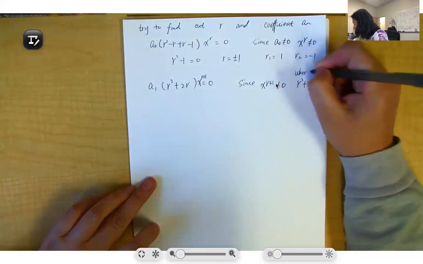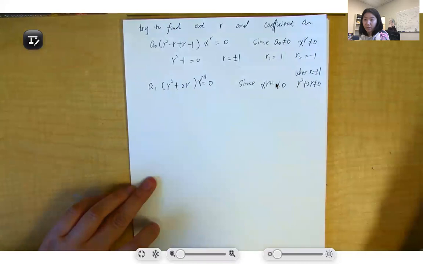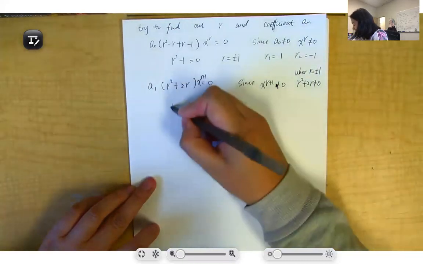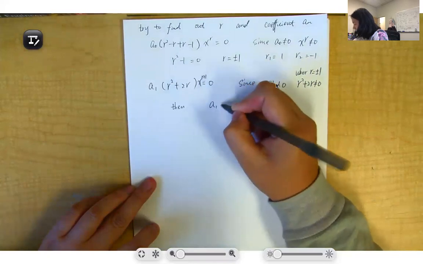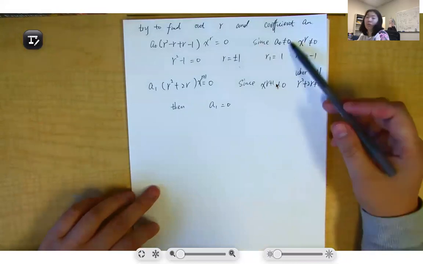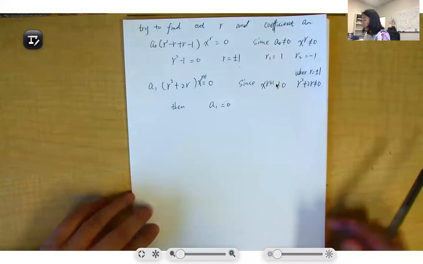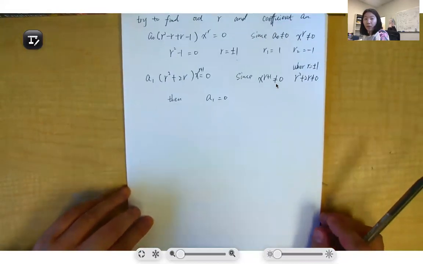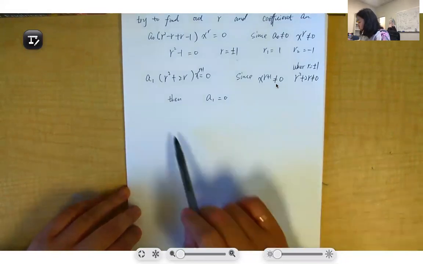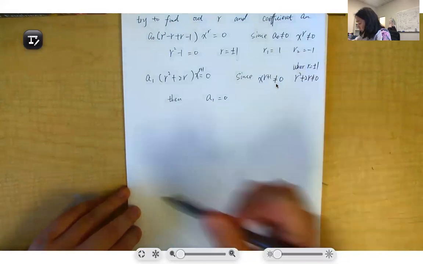Then that means a1 will be equal to 0. So a1 can be 0. Only a naught couldn't be 0, based on the definition of the power series. Then a1 equals 0. So r equals plus or minus 1.